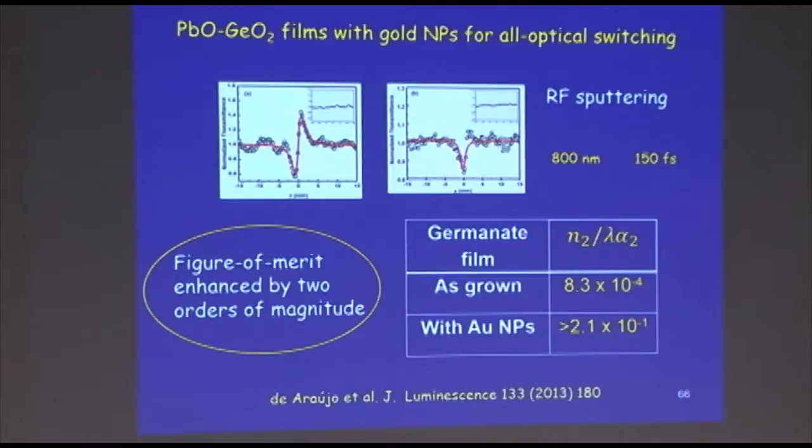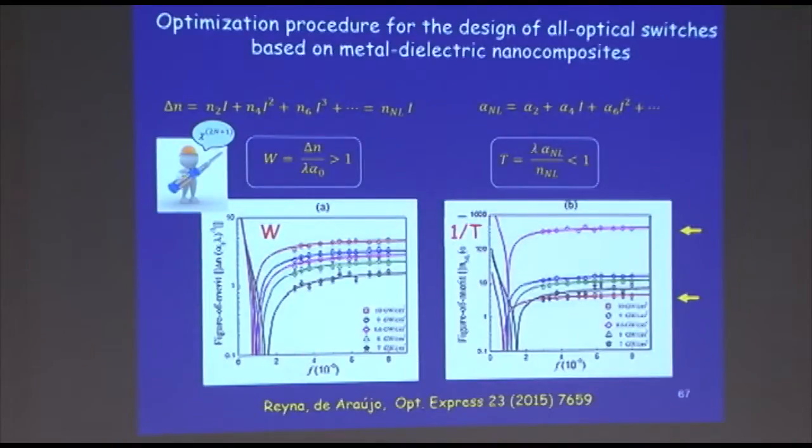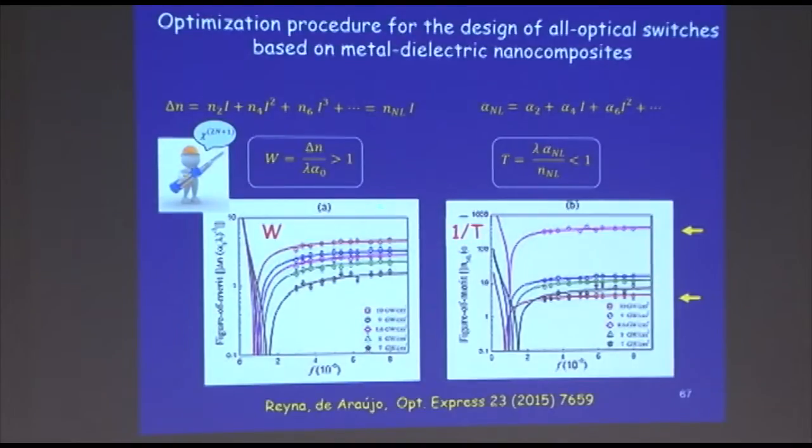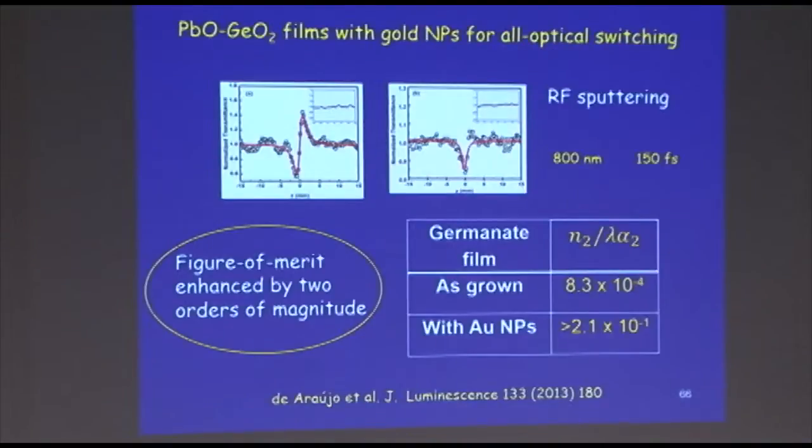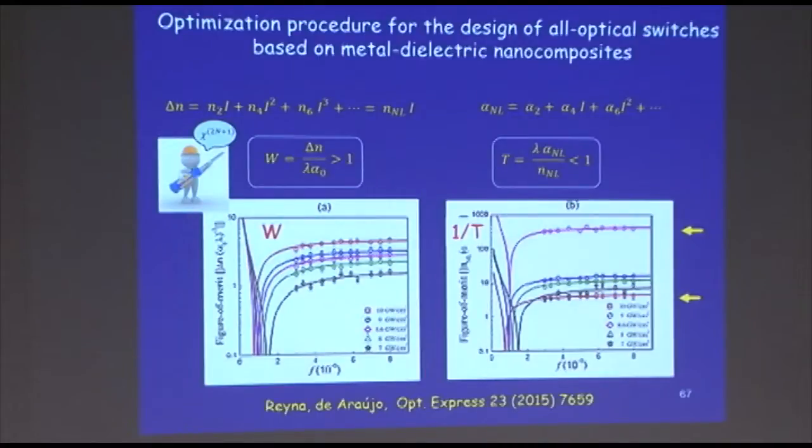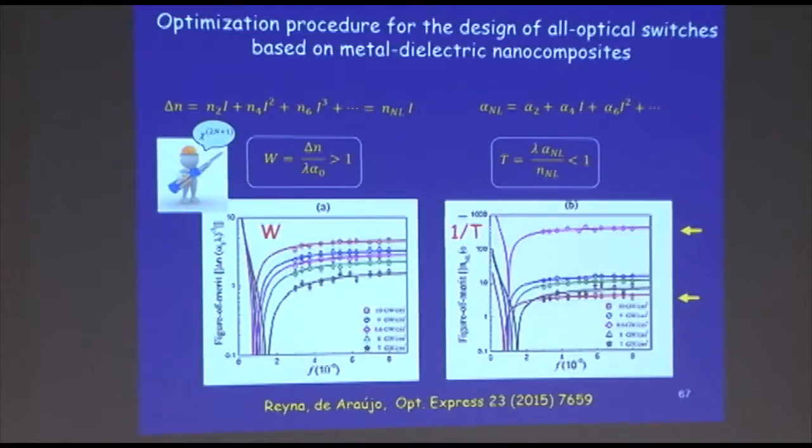This is the effect of the local field due to the nanoparticles. And how can we understand that? So we come back to the colloids. And with the colloids, I can define this figure of merit, but not in terms of N2 and alpha-2, but in terms of the effective refractive index and the effective nonlinear absorption. And then what we want is to minimize. Here is exactly the opposite of what I put in the previous slide. In the previous slide, I put N2 over alpha-2. Here I put alpha over N. So I have to have it as small as possible.